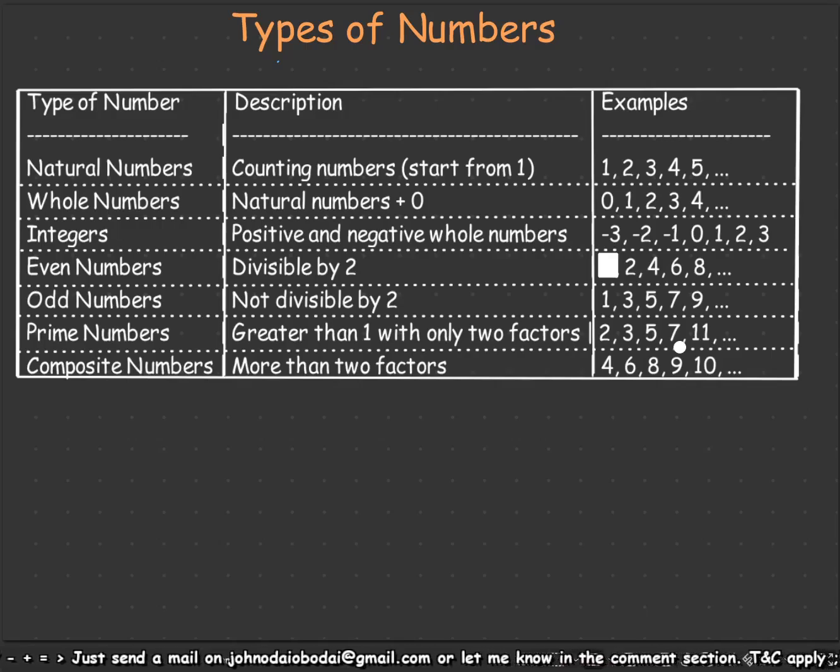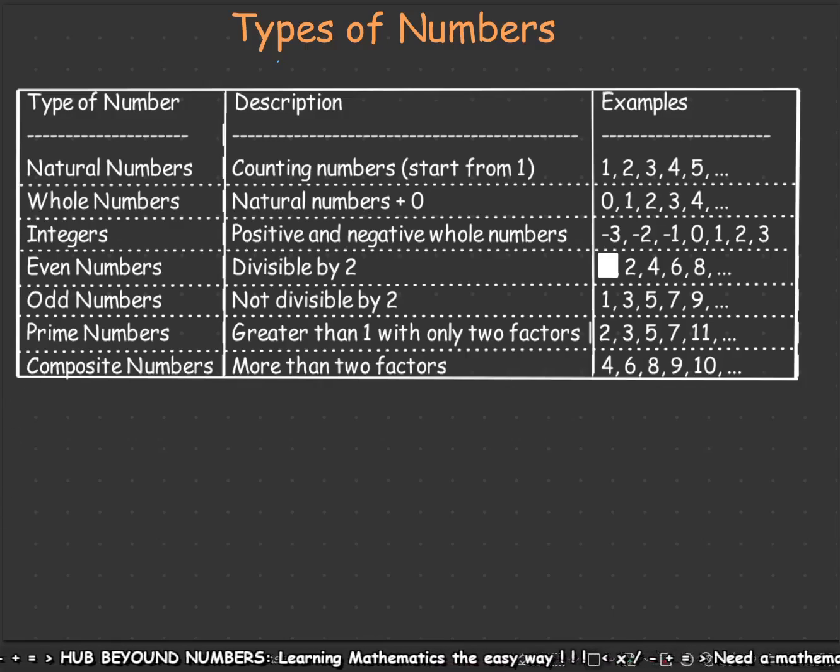But then for those that do have more than two factors, for instance, if you take 4, 4 has 2 as its factor, it has 1 as its factor, and has 4 itself as its factor. Hence, we say it has more than 2 factors. We call that a composite number.